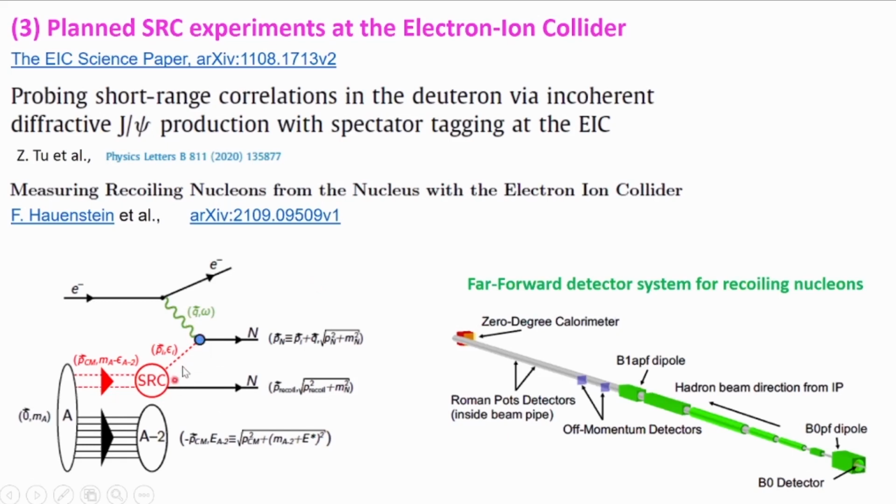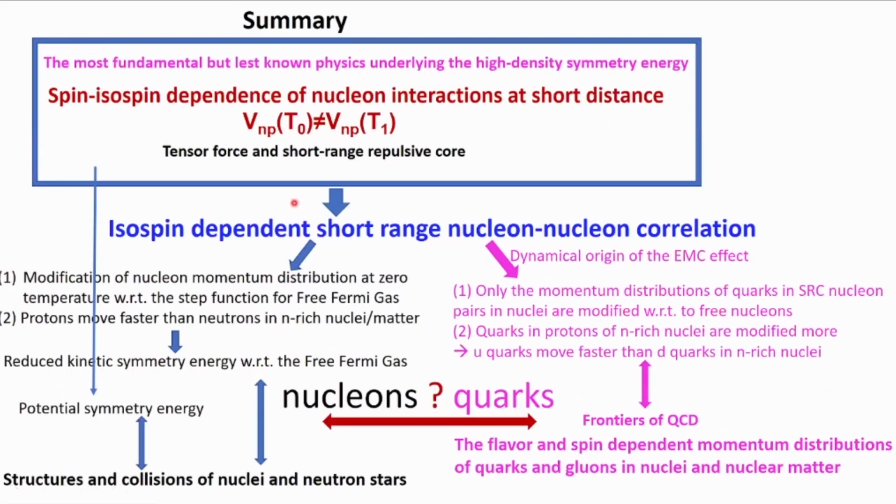When a pair of correlated nucleons absorb a high energy photon, they break up. If they are short-range correlated, one will go forward, the other will go backward. So one design of the detector is the so-called far-forward detector system to measure the recoil nucleons. If you are interested in the physics and the technical design of these detectors, you can read some of their recent papers. So let me come to my summary.